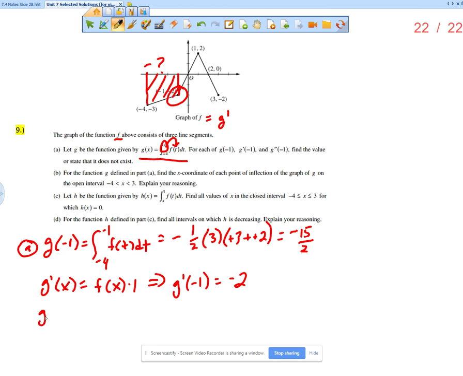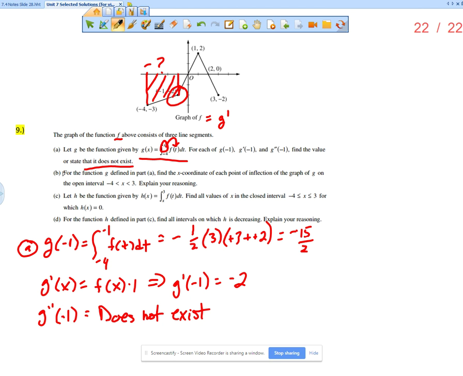Now, g double prime of -1. If this graph is g prime, then g double prime is the slope, or the derivative, of this graph. What is the derivative of this graph at x equals -1? Well, that value does not exist. It said to state that it does not exist if it does not exist. Why does it not exist? Because this point represents a corner point. The derivative from the left of -1 is not equal to the derivative from the right of -1. So that's part A.